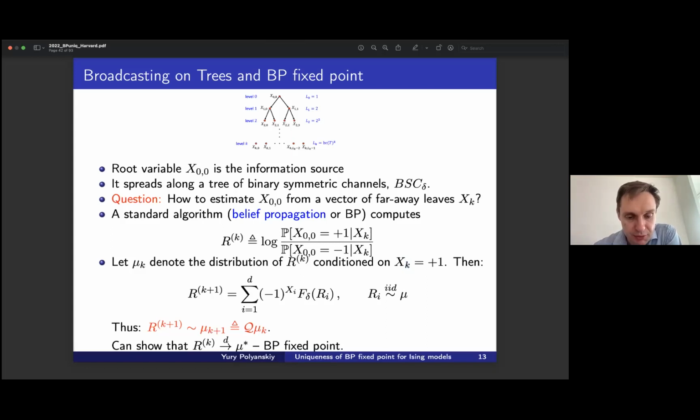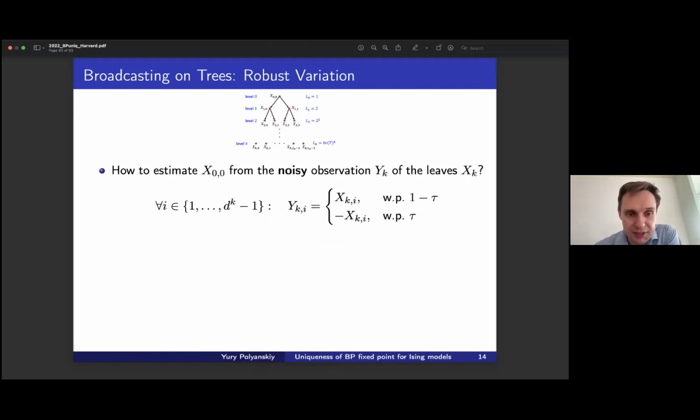There is some martingale argument which immediately shows that this random variable should converge in distribution to some BP fixed point, so far not unique. I still didn't describe what we contributed to this question. There is a more important variation. This was the basic variation, but the more important case is when you don't get to see the leaves exactly, but instead you see them in a noisy fashion.